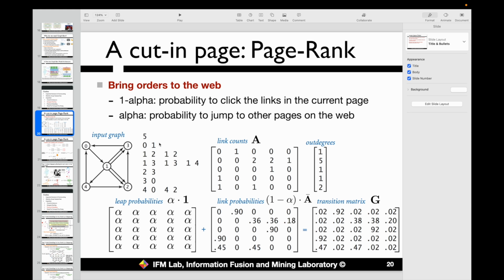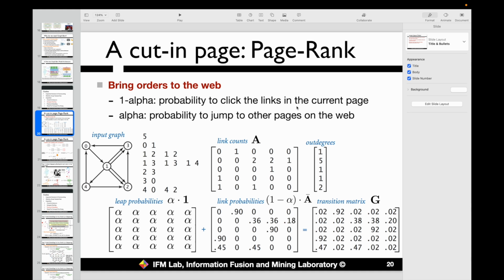So we define alpha as the probability for the user to jump to any page on the web with equal probability. At the same time, if the user chooses to stay on the current page and follow the hyperlinks to some other pages, then we can define this probability as 1 minus alpha, as shown here, right? It measures the probability for the user to click the links in the current page to go to some other pages.